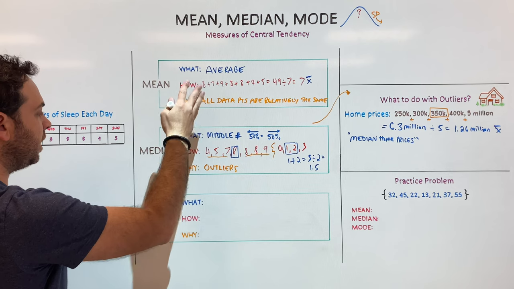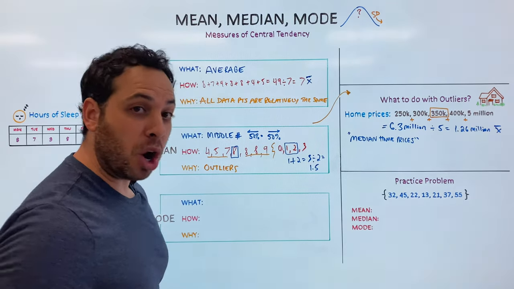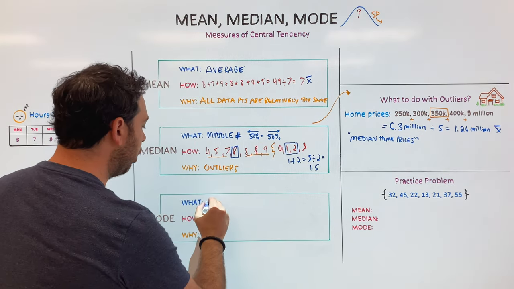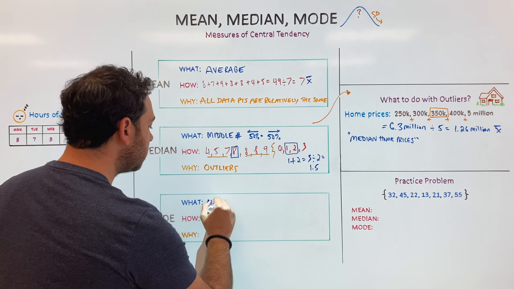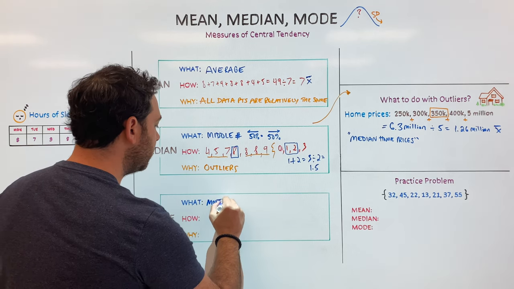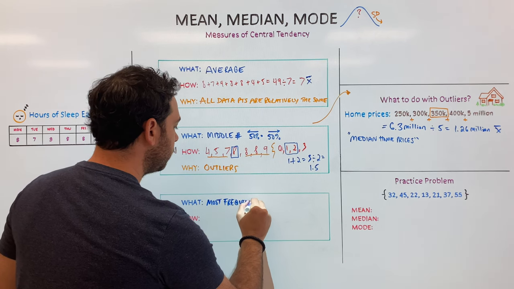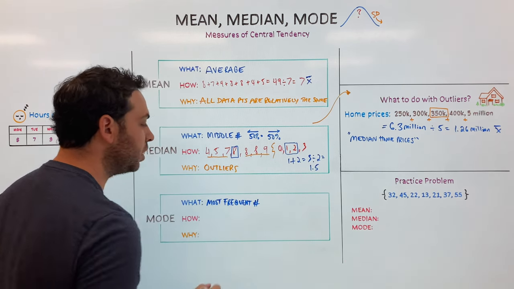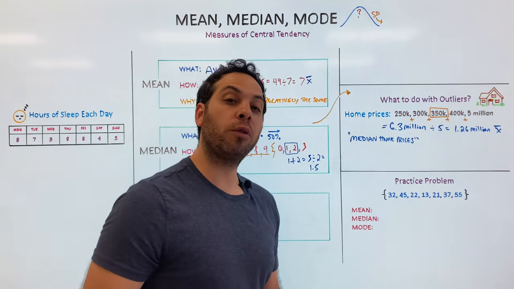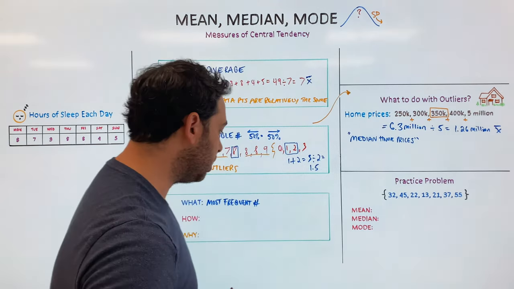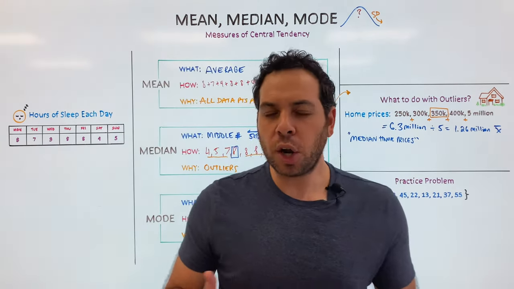All right, so we have our mean, our median, and finally, the mode. All right, so what is the mode? The mode is the most frequent number. The number, in other words, that repeats over and over and over again more than the other numbers in our data set. Now, there's really no calculation, right?